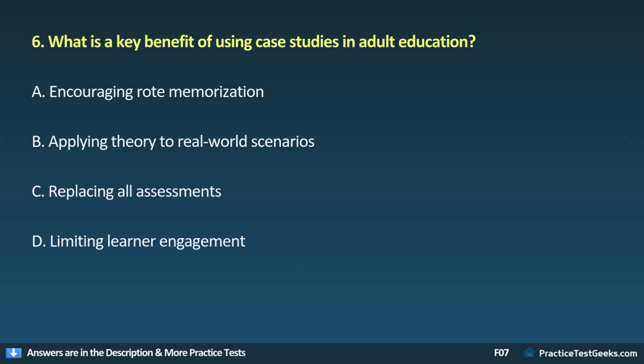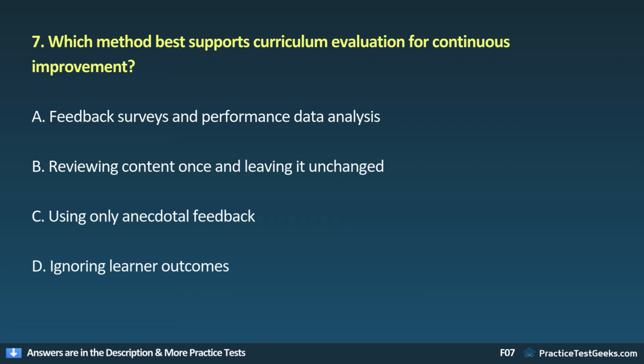6. What is a key benefit of using case studies in adult education? A. Encouraging rote memorization. B. Applying theory to real-world scenarios. C. Replacing all assessments. D. Limiting learner engagement.